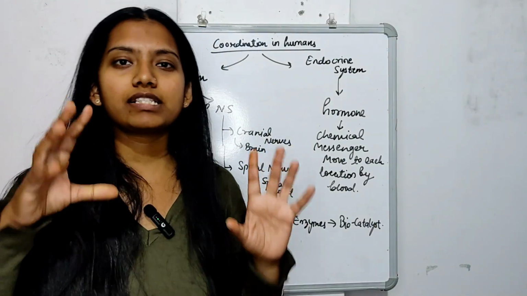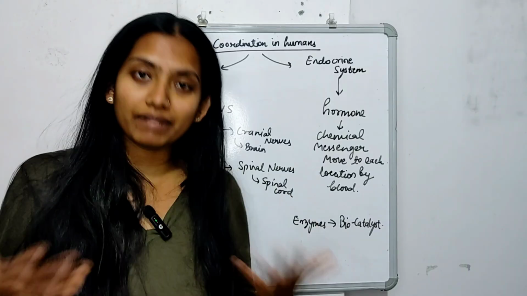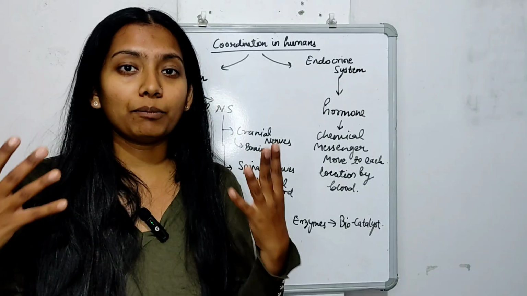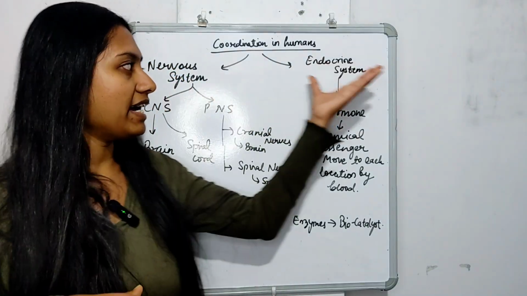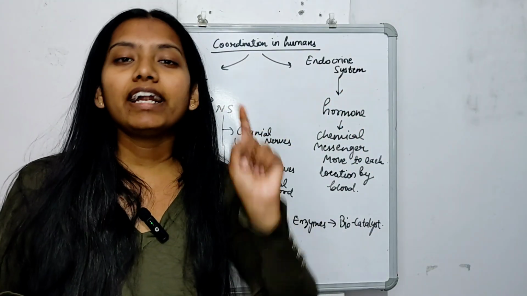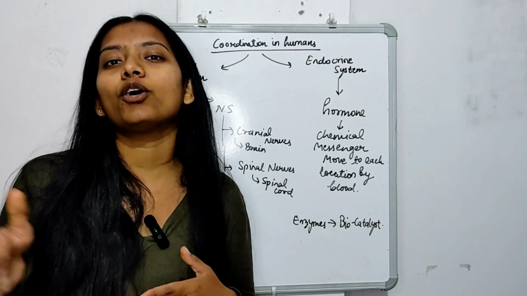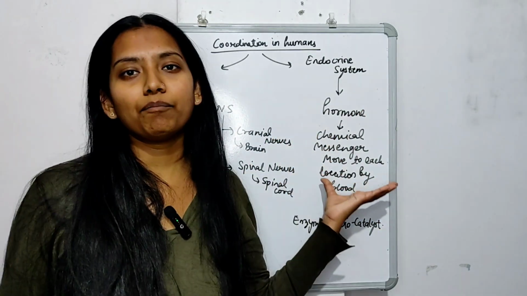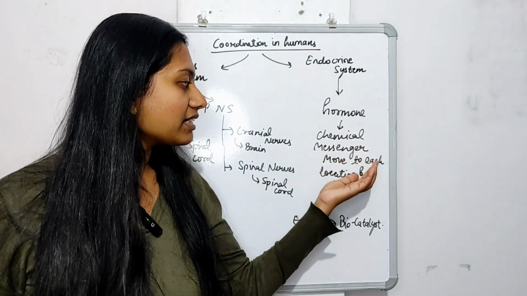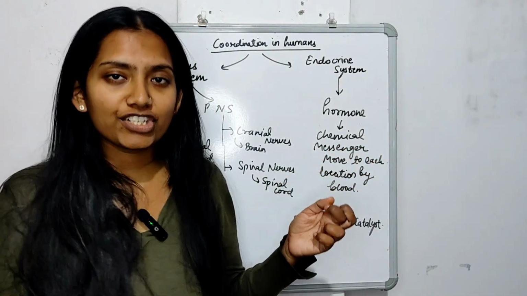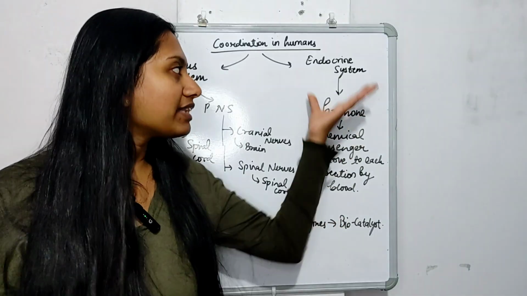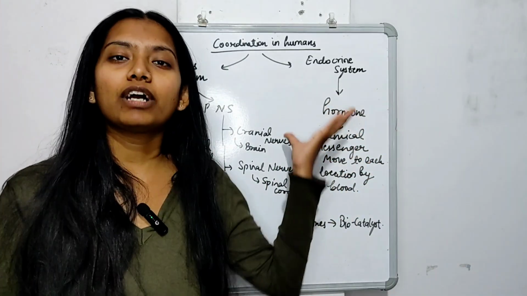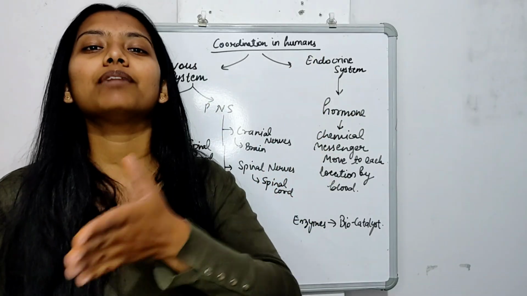First is the nervous system, which from the name itself explains the brain part, that is how our brain controls the body functions. And we have the endocrine system, which secretes hormones directly into the blood without ducts. Hormones are chemical messengers that move to each location with the help of blood. So in the endocrine system we use hormones as chemical messengers to deliver a message from one part of the body to another.